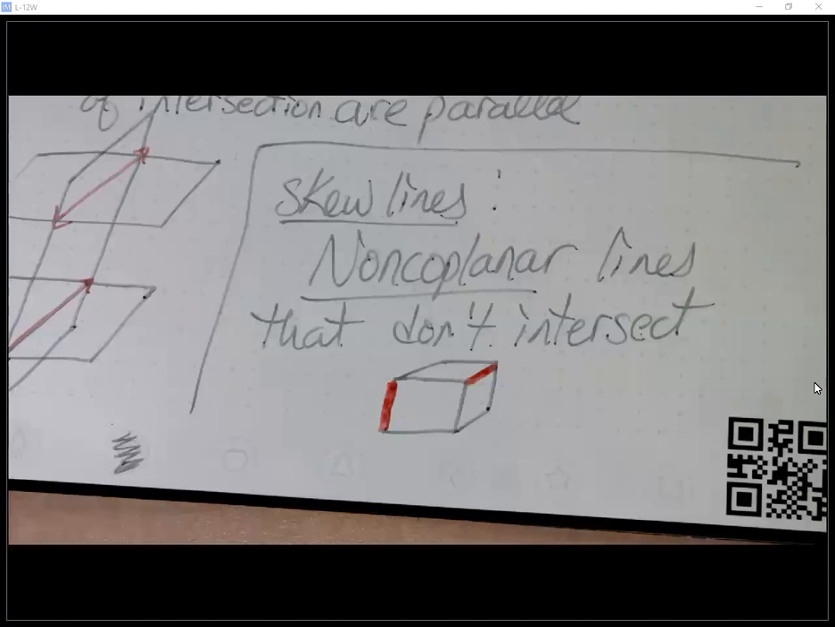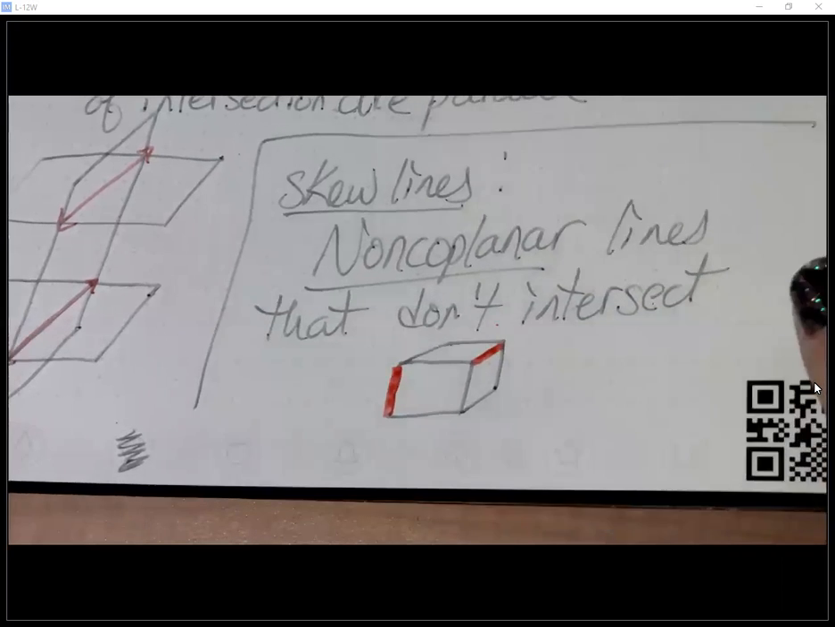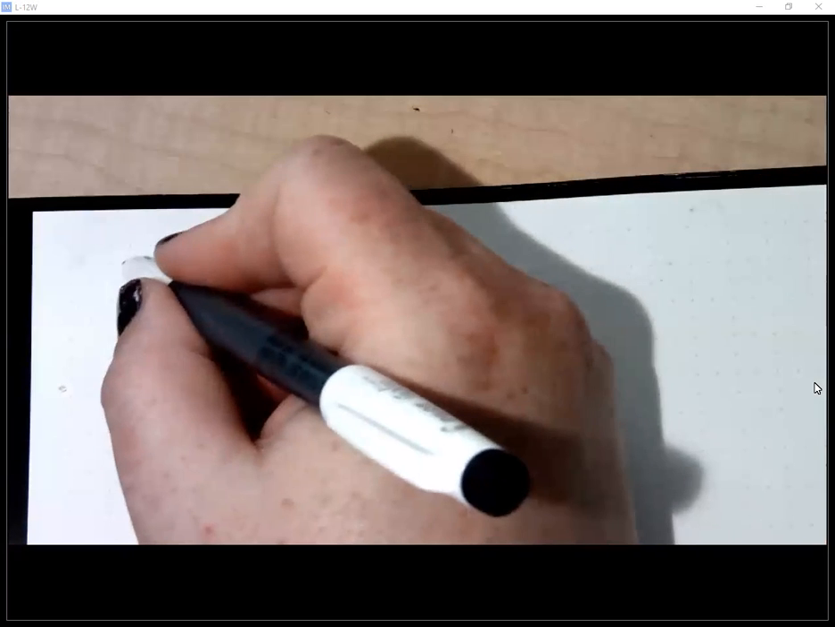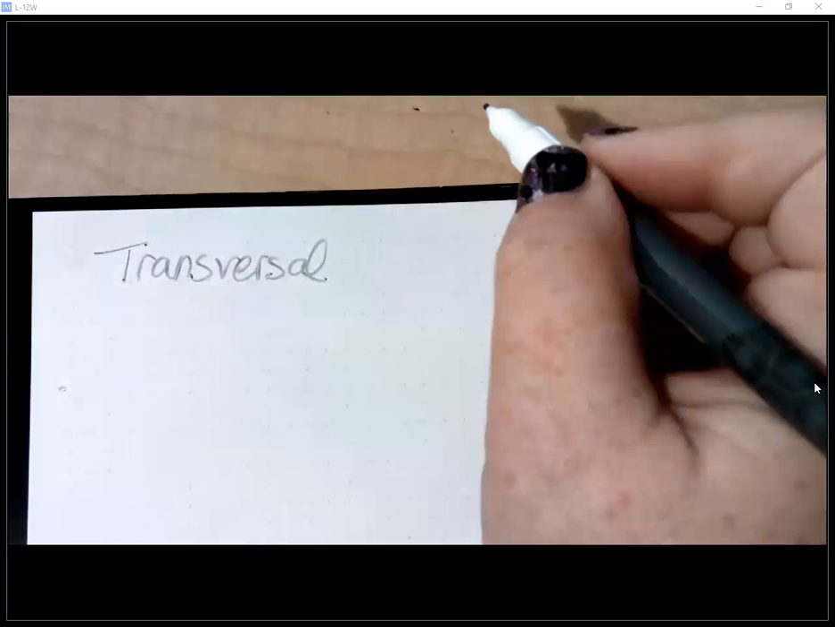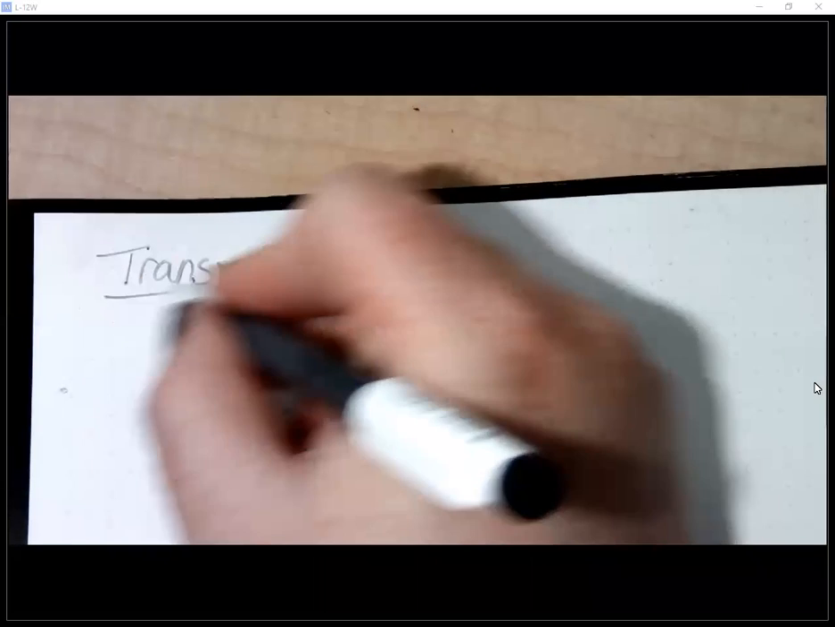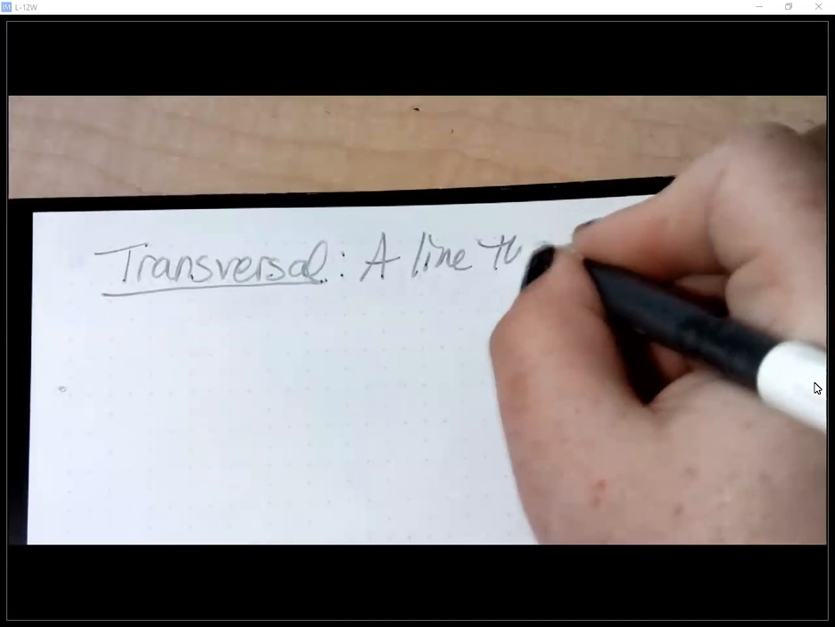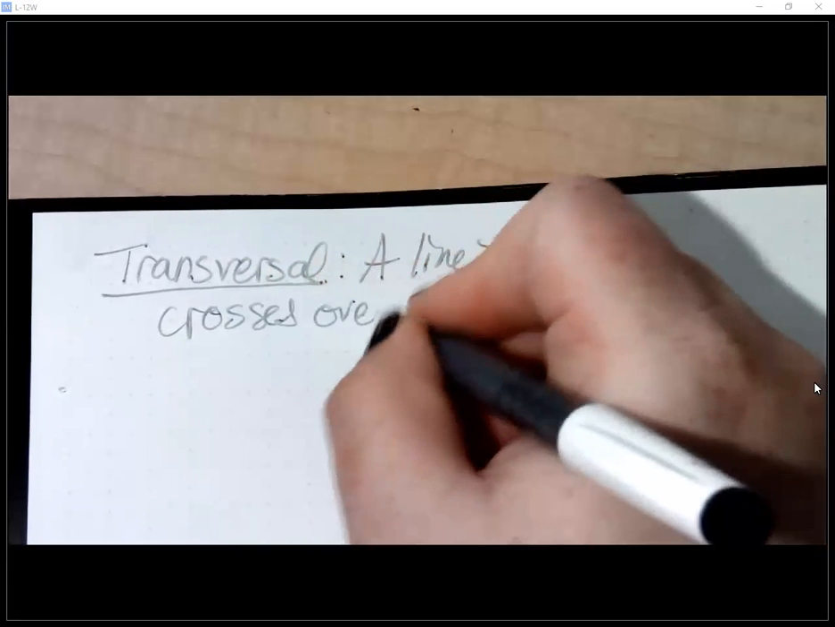Okay, so far so good. Everybody's all right? Because now things are going to get real interesting. Okay. Next vocab word. It's going to be a word that you're going to hear a lot in this chapter. It is the word transversal. And all a transversal is, is a line that crosses over two or more other lines.